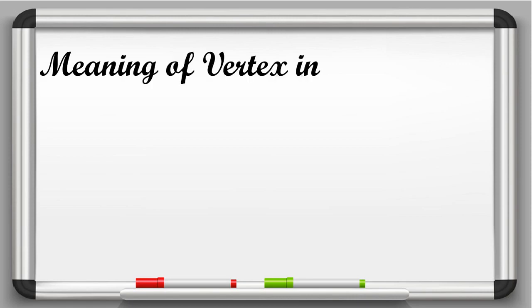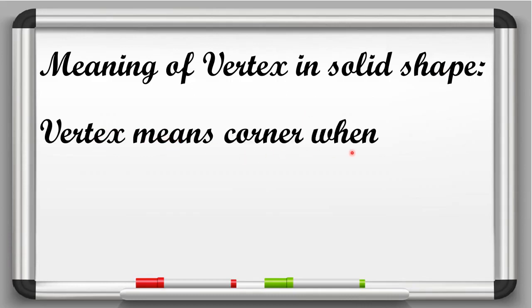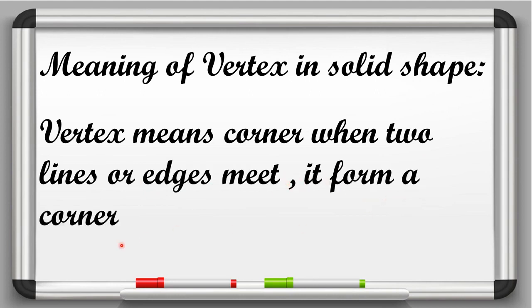Now the next one is meaning of vertex in solid shape. Beta, what do you mean by vertex in solid shape? So here vertex means corner. When two lines or edges meet together, it forms a corner or vertex. Okay beta, when two lines meet together or edges meet, then what happens? A corner is formed, a vertex is formed. Okay.